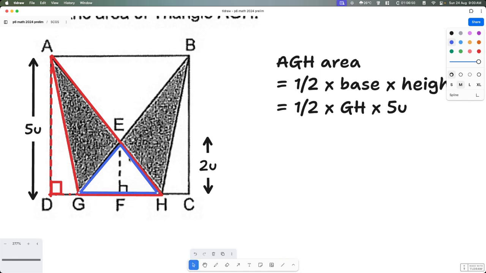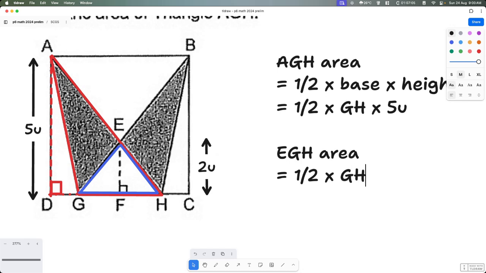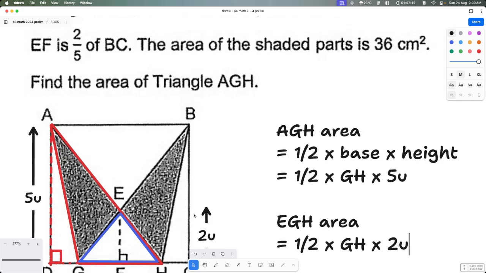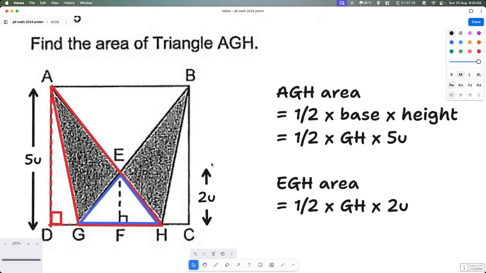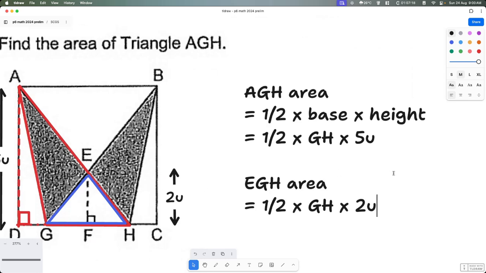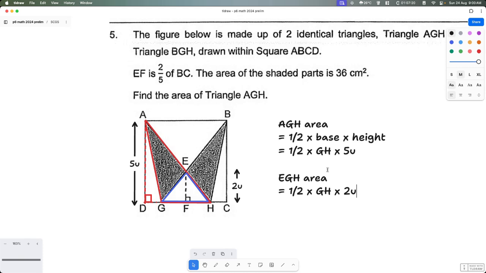So this triangle over here, we know that the height is 2 units. So this is EGH. Area is equal to half times the base GH times the height, which is 2 units, because from the question, EF is 2/5 of BC, which is just 2 units. So this is the EGH area.